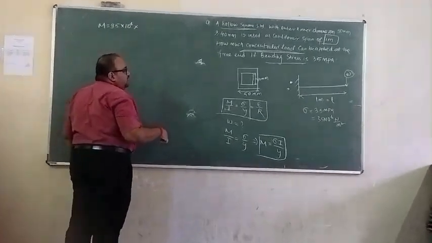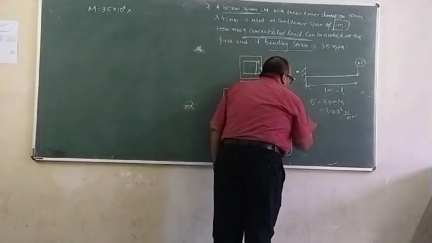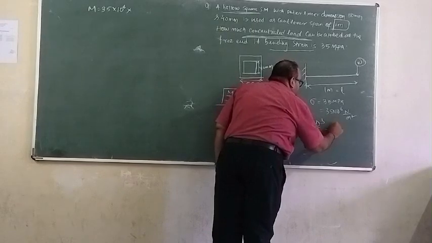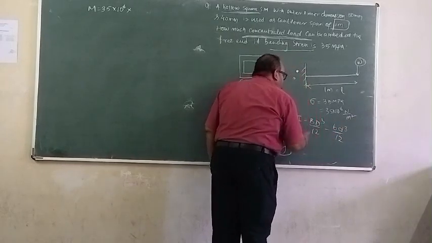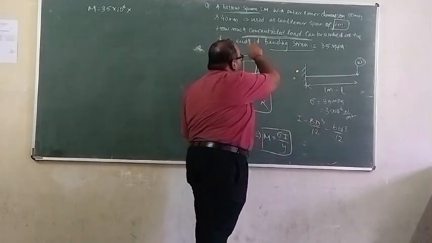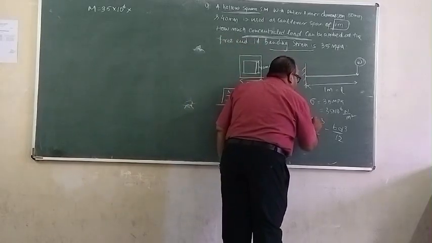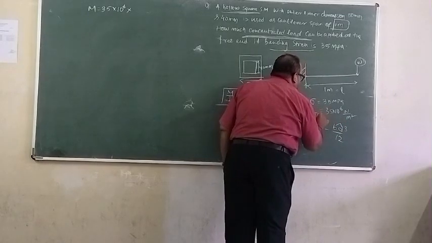I value is nothing but BH cubed divided by 12, subtract bh cubed divided by 12. This is actually for a rectangular section, but this is a square section. So what we will do here? In place of B and D, we will put the values.